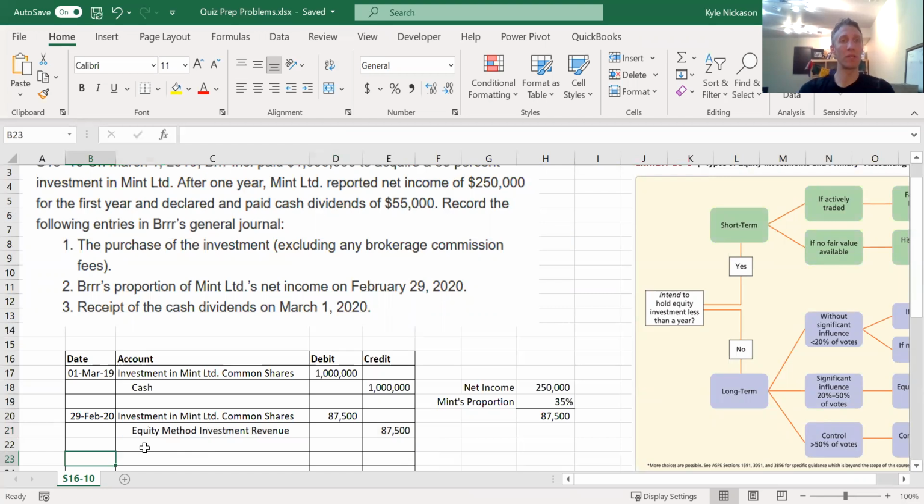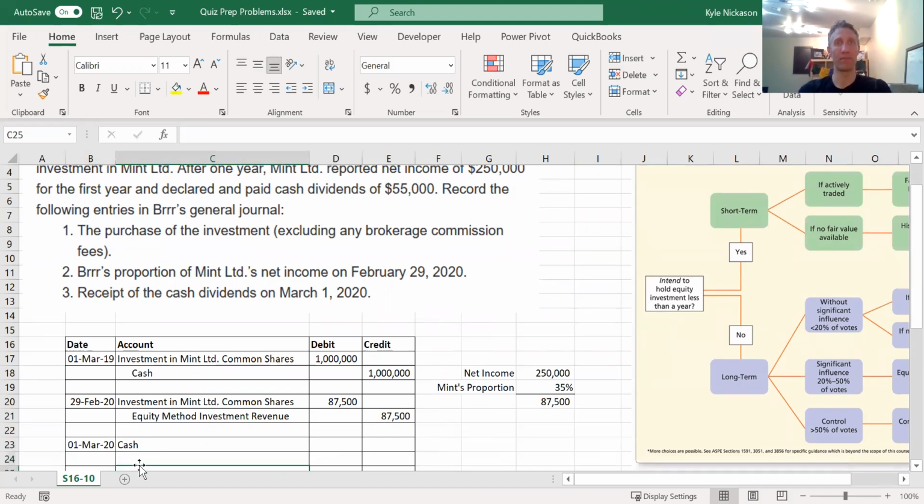And then this third component here, receipt of cash dividends on March 1st, 2020. Receipt of dividends, we need to be careful about whether we're treating these dividends from the issuer perspective or from the receipt perspective. Here, this is the receipt of dividends. So cash for Burr Incorporated is going to go up, which means the investment of the organization in Mint Limited common shares is going to go down. Okay, so I'm going to touch on that in a minute. First, I'm just going to complete this journal entry and then explain why.